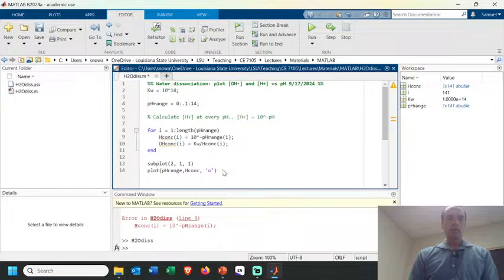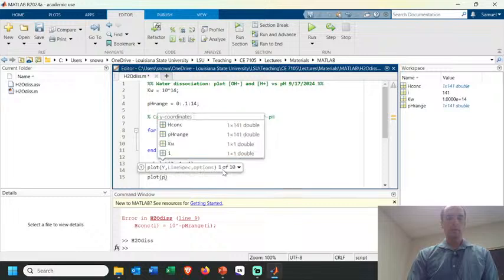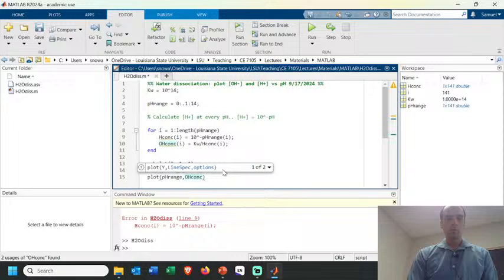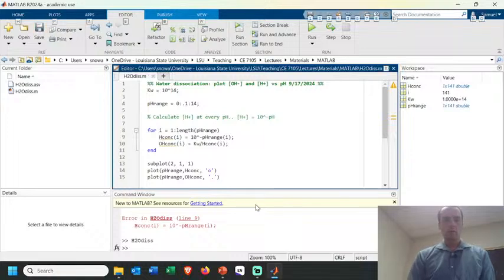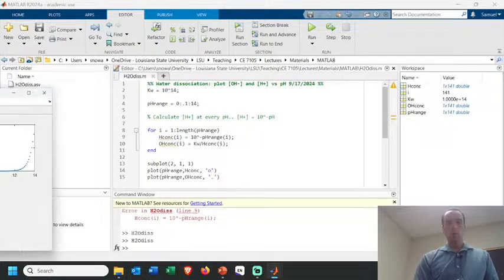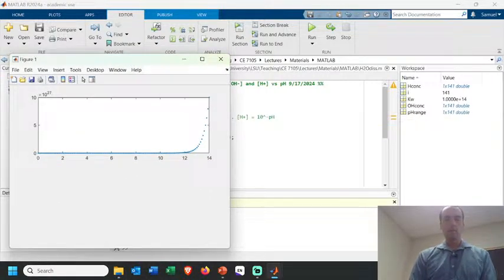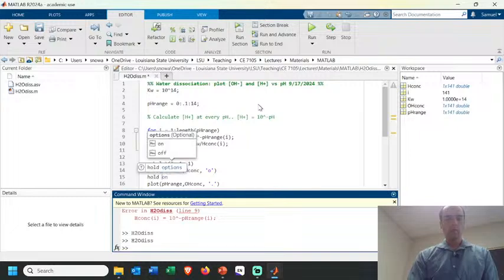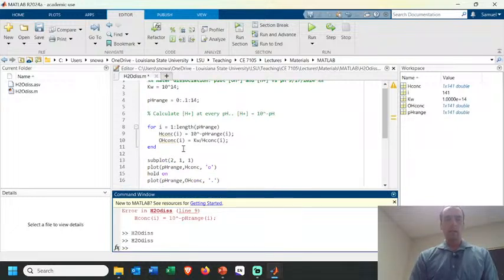And so now I can also say plot pH range, OH conc, and put some other symbol. I think that should work. Okay, so it overwrote it, so I think I need to hold the thing. And I know we're out of time, so I'm going to stop in just a second. There's a thing we can say, hold on, and then that will plot that one as well.